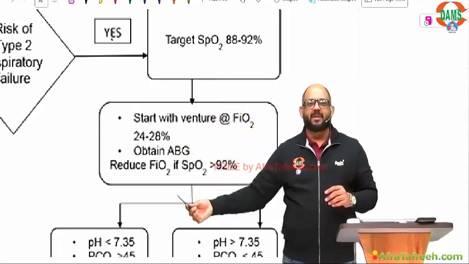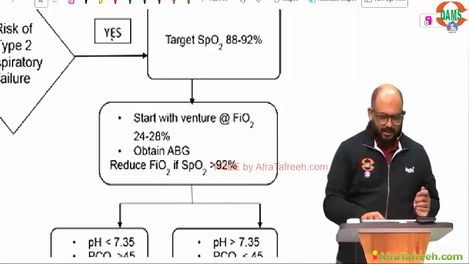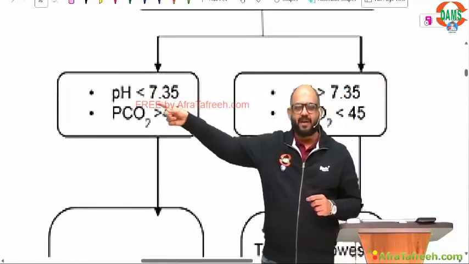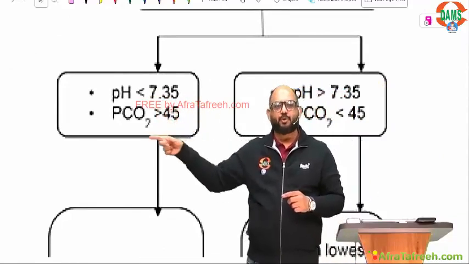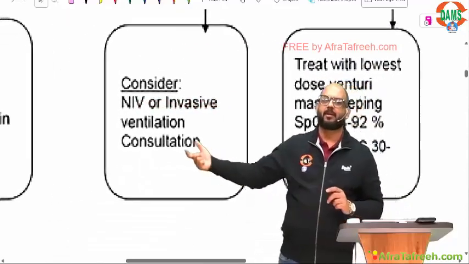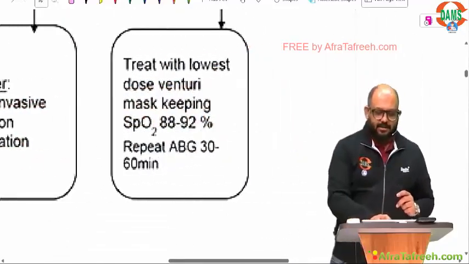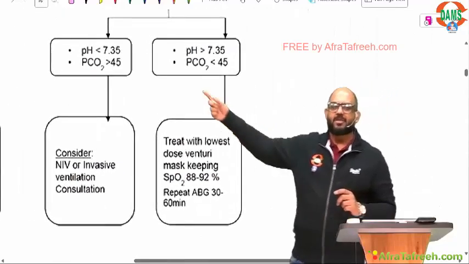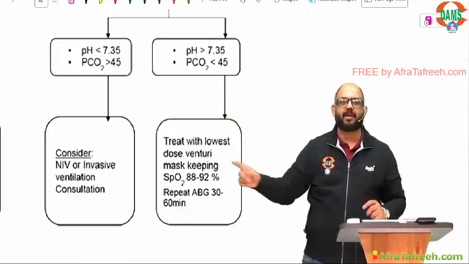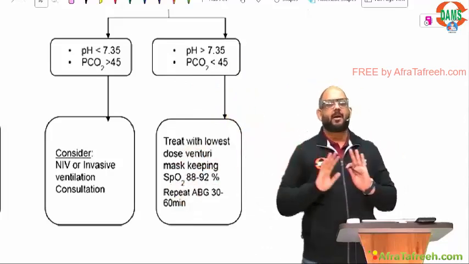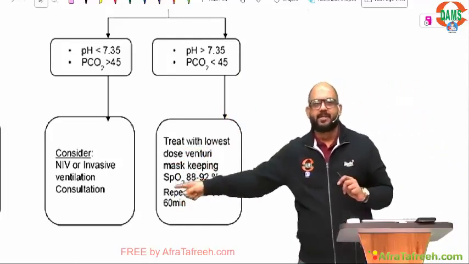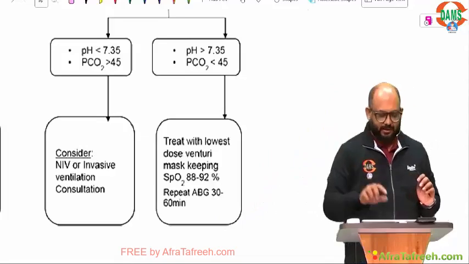Obtain ABG. If SpO2 is more than 92, then look at ABG. If pH is less than 7.35, that is an acidotic patient, and PCO2 is more than 45, your therapy is not working. Then you consider NIV. If pH is more than 7.35 and PCO2 is less than 45, your therapy is working. You will treat with a Venturi mask. Try to keep a target SpO2 of 88 to 92%. Keep repeating ABG at least half an hour to 1 hour later.